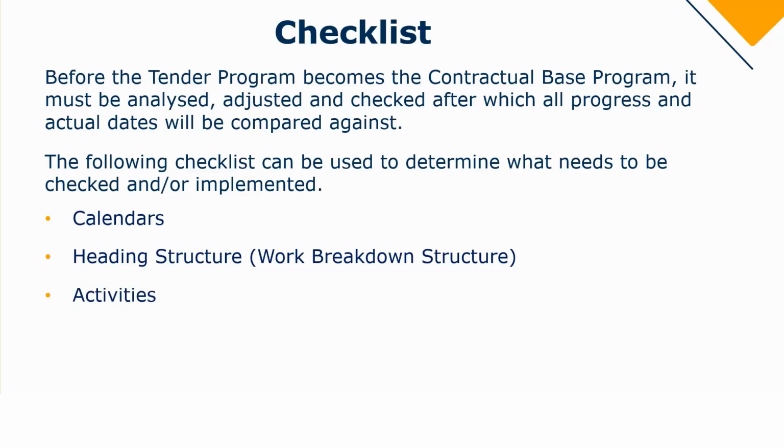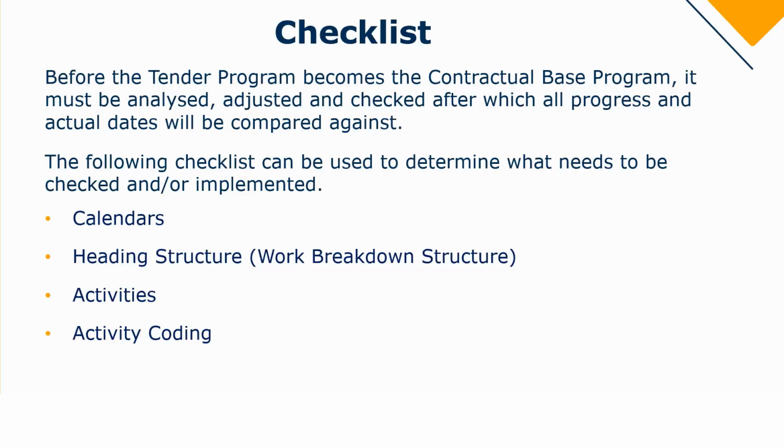Your activities. So when it comes to activities, it is important to check that you do not have any open ends or open starts or any loops in the logic, because this will indeed affect your critical path analysis. So once your program is fully linked, you are then able to isolate your critical path. Then you have activity coding.